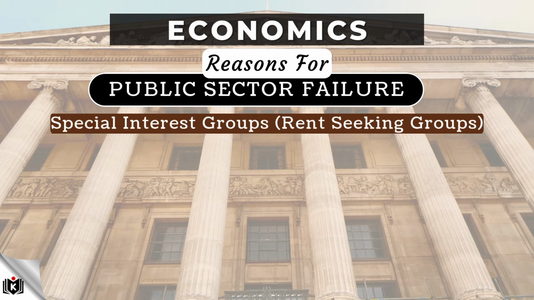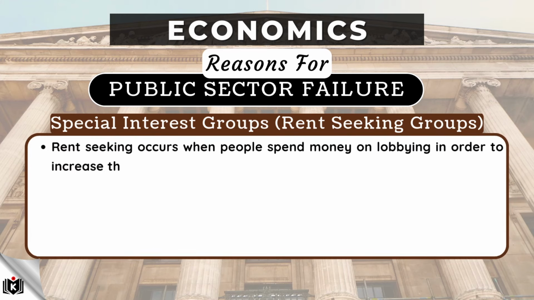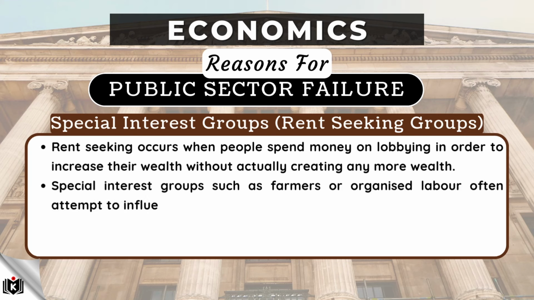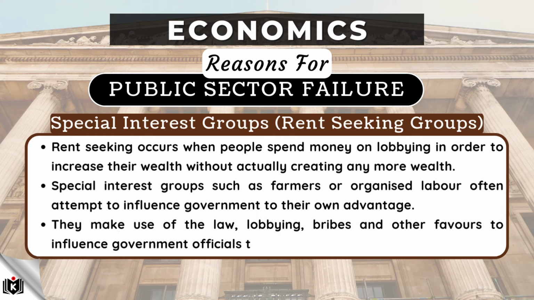Another reason for public sector failure may come from special interest groups, or the so-called rent-seeking groups. Rent-seeking occurs when people spend money on lobbying in order to increase their wealth, without actually creating any more wealth. Special interest groups, such as farmers or organized labor, often attempt to influence government to their own advantage. They make use of the law, lobbying, bribes, and other favors to influence government officials to act in their interest.